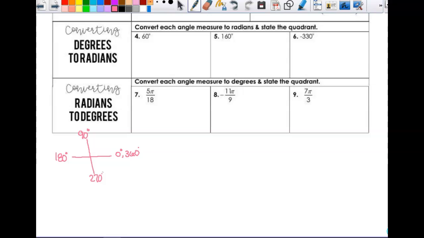Oh, and my coordinate plane is very crooked, but let me fix that. That's what happens when I write sideways.